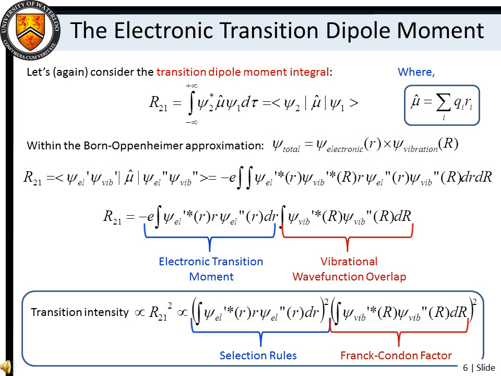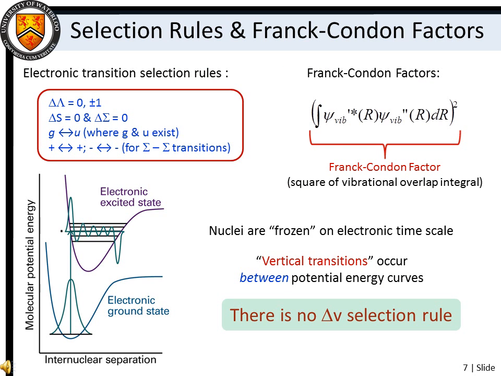The electronic transition dipole moment gives rise to the selection rules for the electronic transition. The vibrational wave function overlap integral describes the probability of a transition occurring between the two specified vibrational states. This is known as a Franck-Condon factor. The electronic transition selection rules for molecules look somewhat familiar to those that we found for atomic transitions. Here we find that the orbital angular momentum can change by 0 or plus or minus 1, and that transitions must occur between states with the same value of S and sigma.